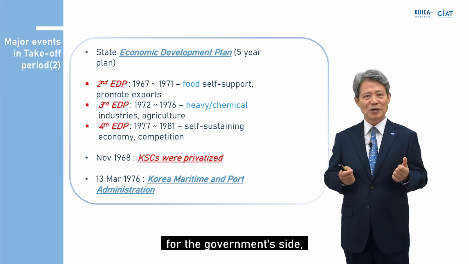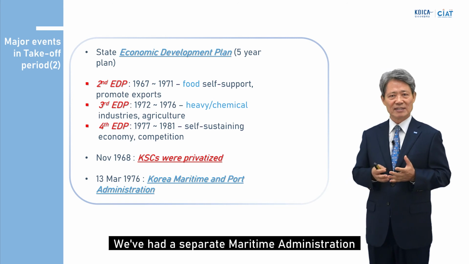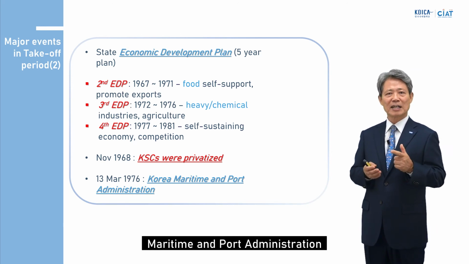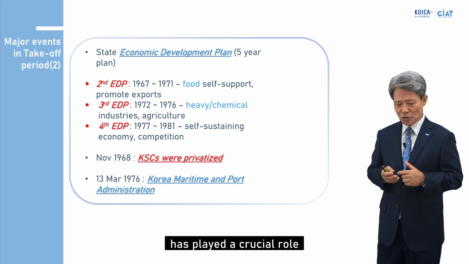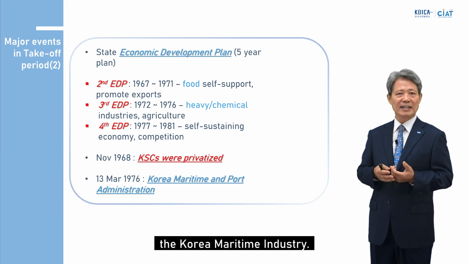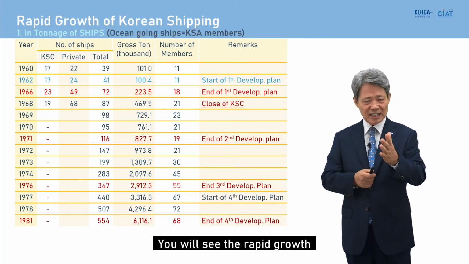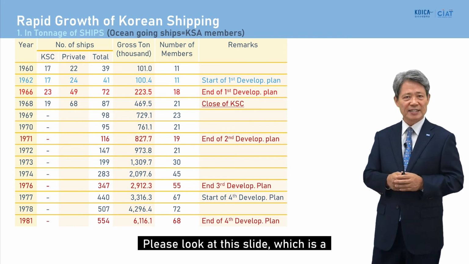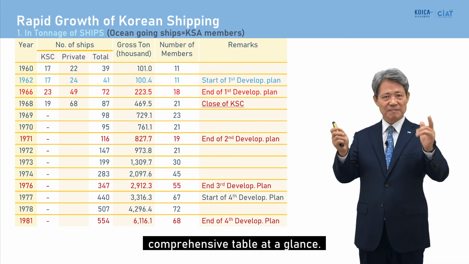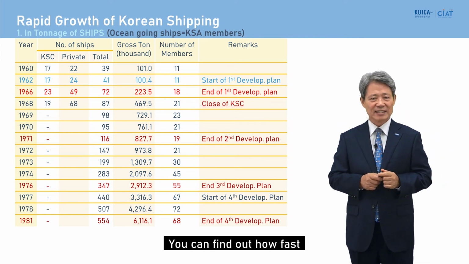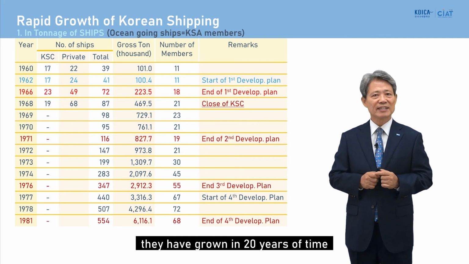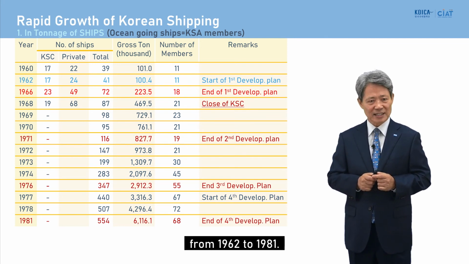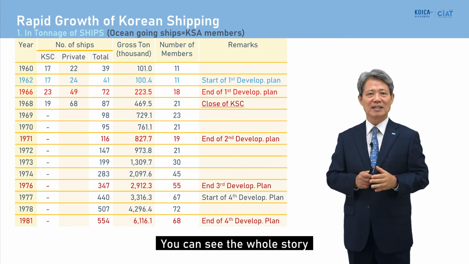On the government side, we had a separate maritime administration under the Ministry of Transport in 1976, and the Korea Maritime and Port Administration has played a crucial role in the development of the Korean maritime industry. You will see the rapid growth of Korean shipping in this slide. Please look at this comprehensive table at a glance. You can find out how fast they grew in 20 years during the four economic development plans from 1962 to 1981. You can see the whole story of the growth of Korean shipping.